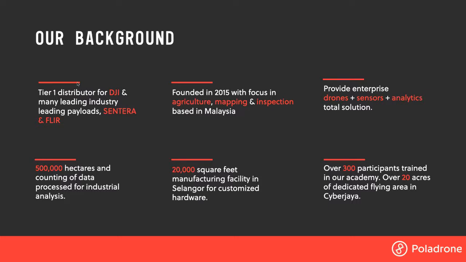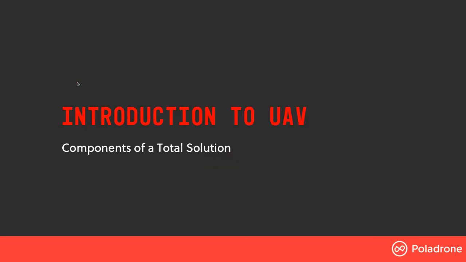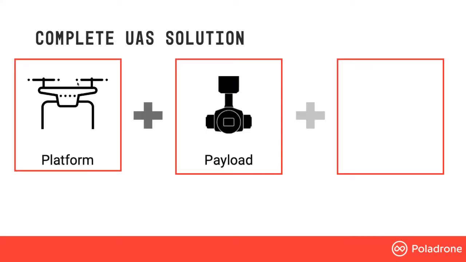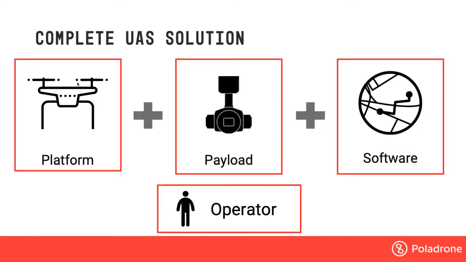Next, let us start with the introduction of UAV. What is a UAV? UAV stands for unmanned aerial vehicle. It's a type of aircraft that operates without a human pilot on board, commonly known as a drone.